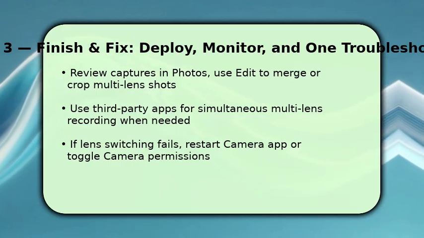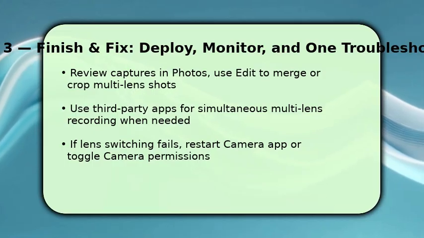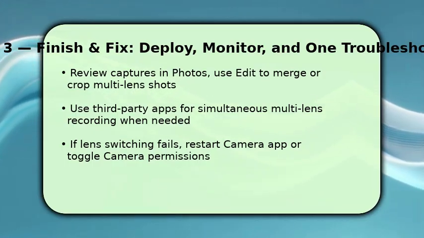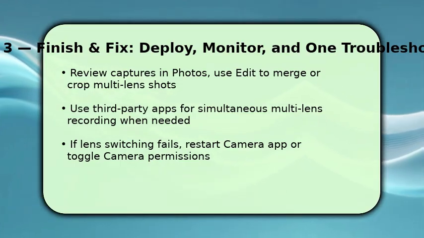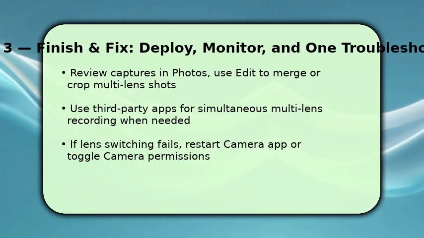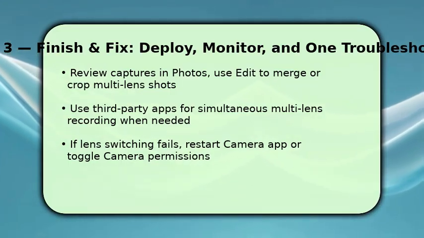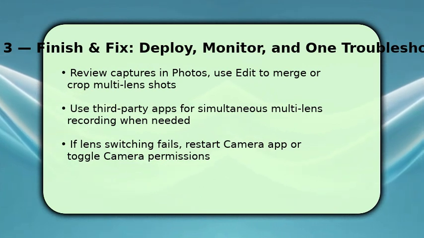If you need true simultaneous multi-lens recording, use verified third-party apps that expose multicam APIs, since stock camera may limit parallel streams. If lens switching fails, restart the camera app, reboot the phone, and check camera permissions in Settings. If problems persist, reset all settings. This typically resolves button or permission conflicts, so both cameras work reliably.